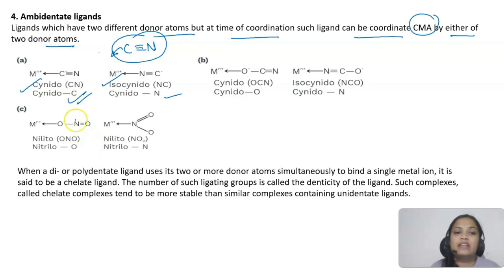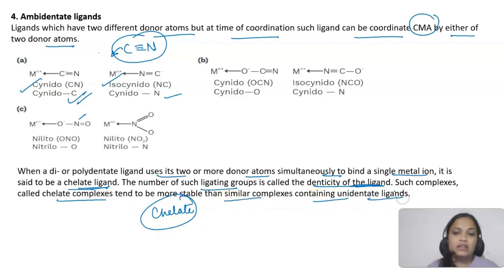Like similarly we have NO2 also, so it can combine with nitrogen also, or it can combine with oxygen as well. So we have learned about di or polydentate ligand. So when they use two or more than two donor atoms simultaneously to bind a single metal atom, it is said to be a chelate ligand. And the number of ligating groups is called the denticity of the ligand. Like we were discussing, unidentate means denticity is 1, bidentate means denticity is 2, like that, okay. So such complexes form chelate complexes, and please note जो chelate complexes होते हैं, okay, they are more stable than similar complexes containing unidentate ligands, okay.